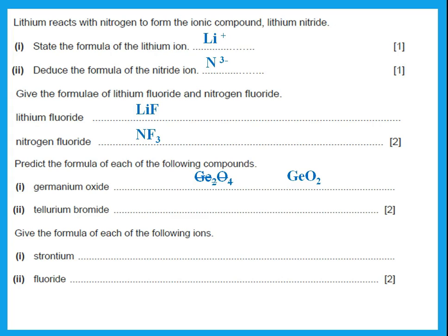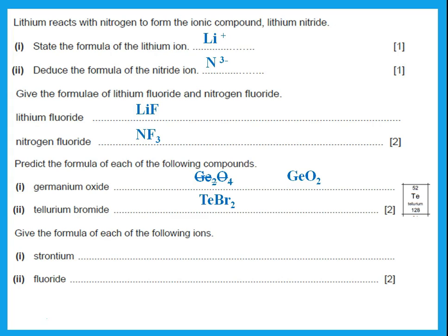Tellurium bromide. Tellurium, remember that there are many names in the periodic table that are very similar. Tellurium is Te. So Te has a valency of 2, and bromine has a valency of 1, so it is TeBr2.